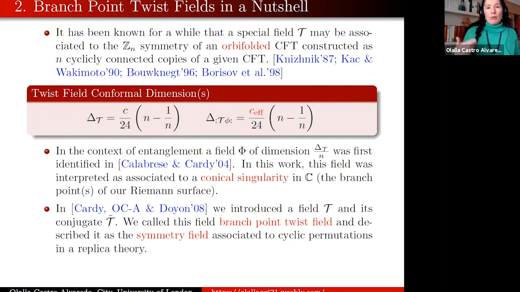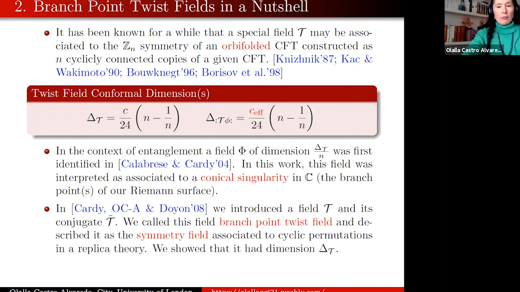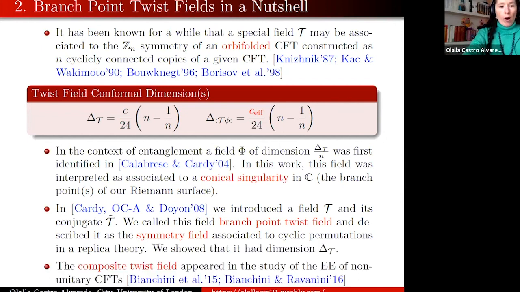So in summary, that means that depending on your point of view, in a sense, all three answers are correct. Different people have thought about these fields in the context of CFT and in the context of entanglement. So let me say a bit more about this. Actually, this composite twist field, we found it when we looked at entanglement in non-unitary CFT. This is a little bit esoteric for this course, but this is something that we studied quite a bit later. And then we came across these other fields.